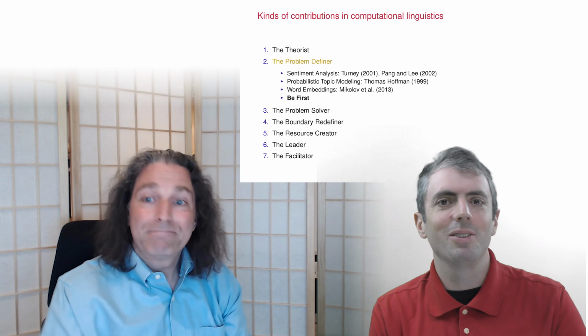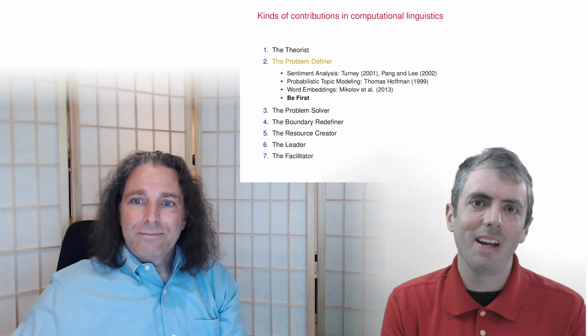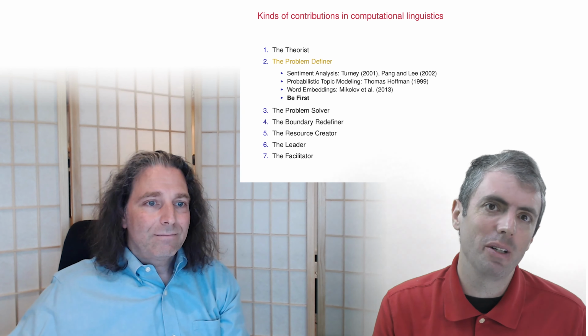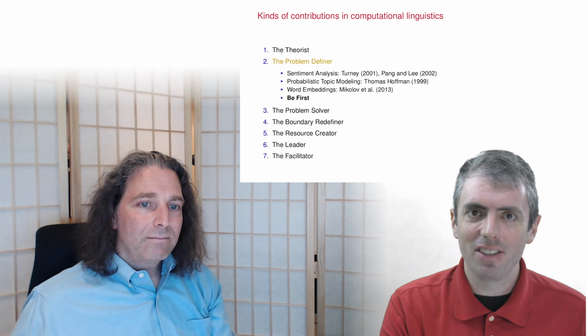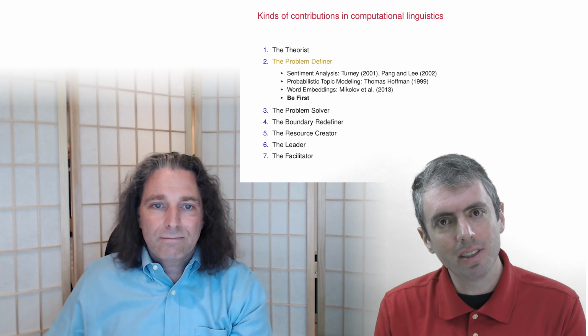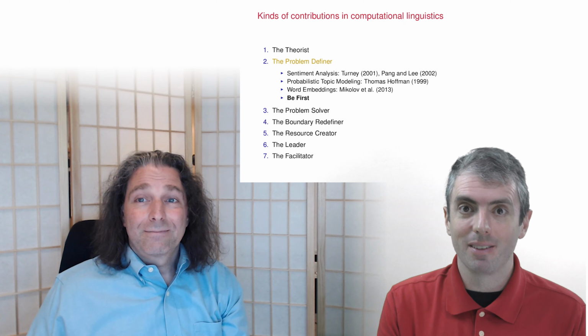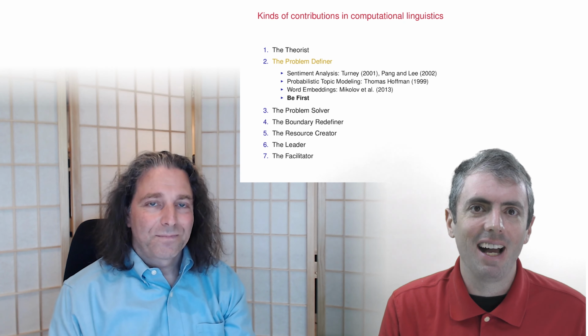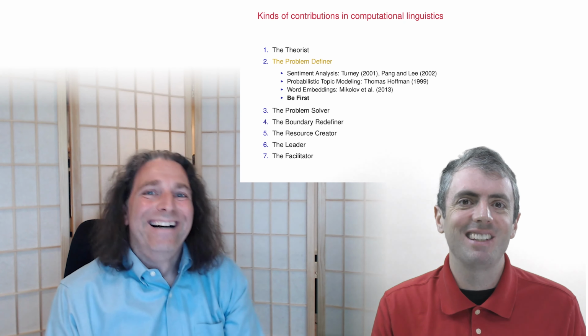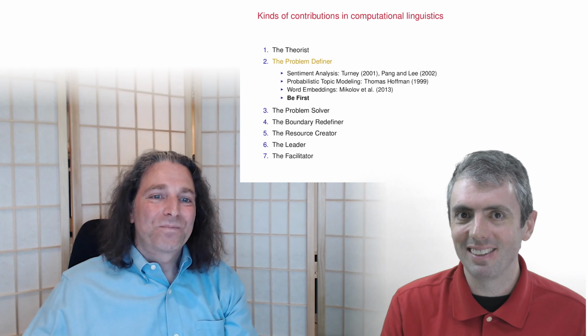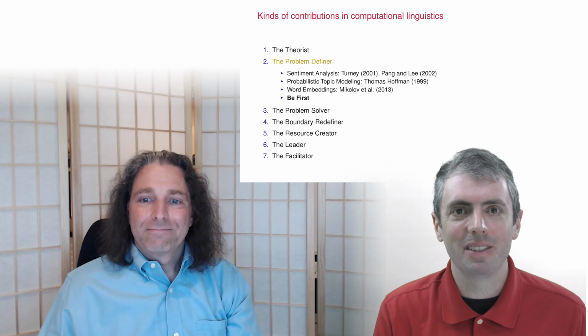Okay, so moving on to archetype number 2, the problem definer. This is a role that I like to imagine for myself. There's an adage in research that you should either be the first to work on a problem or the best to work on a problem. And I'm not skilled enough to be the best, so I try to work on new things, define a task, get people interested in the problem.